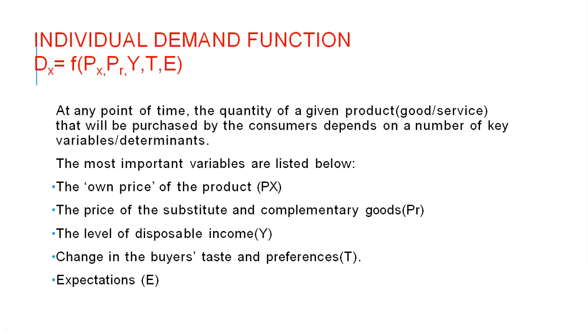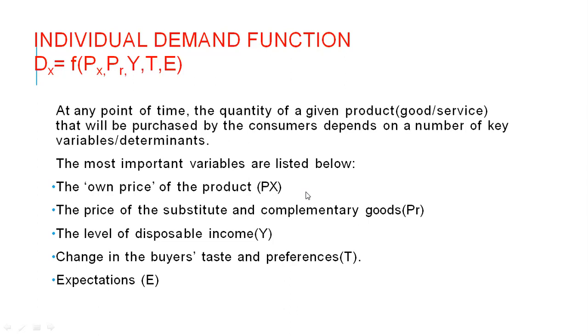Now at any point of time, the quantity of a given product, goods or service that will be purchased by the consumer depends on a number of key variables or determinants. So whatever we buy, it depends on certain variables or determinants. Now, what are those? The most important ones are listed below. The own price of the product.